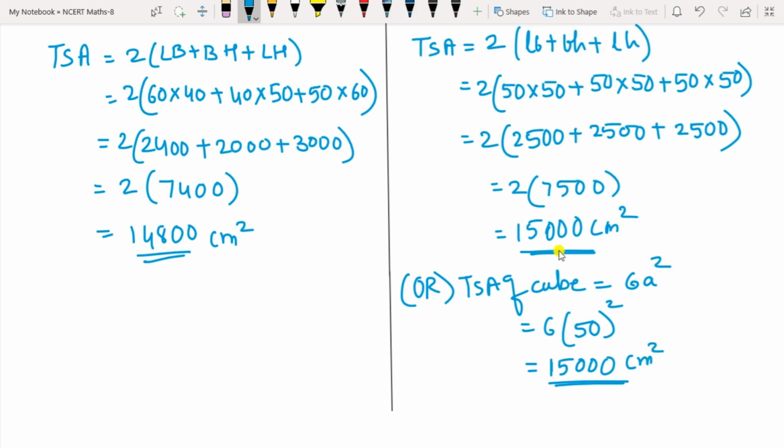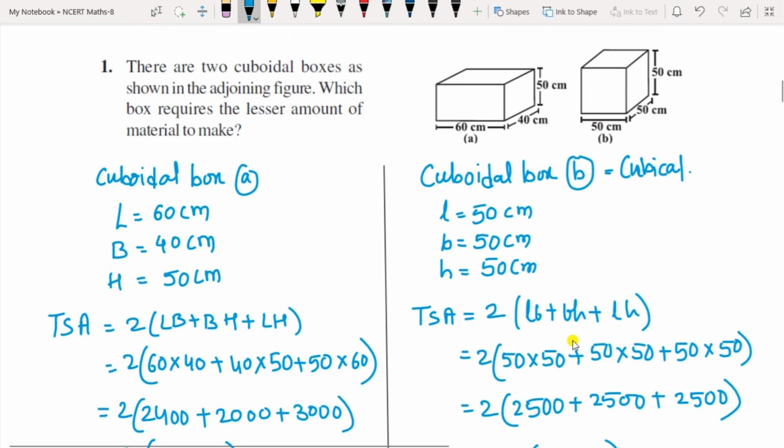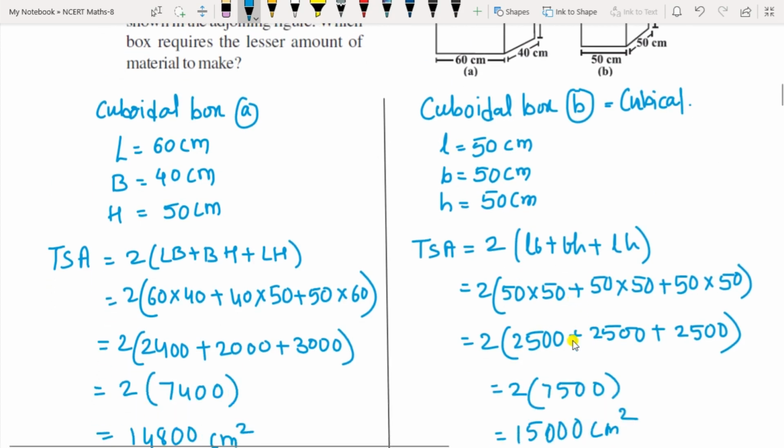Okay. So either this way or this way, both you can do it. Now in the question they are asking, which box requires the lesser amount of material to make? Now we have to find TSA. Why we have to find TSA? Because we need the amount of material. So because of that we have to find total surface area.